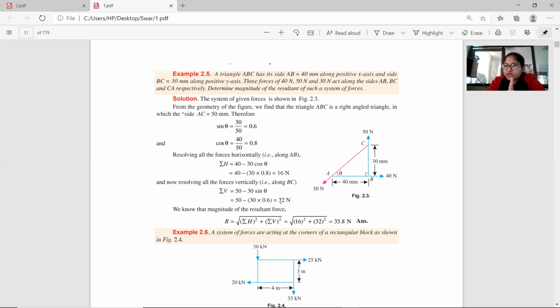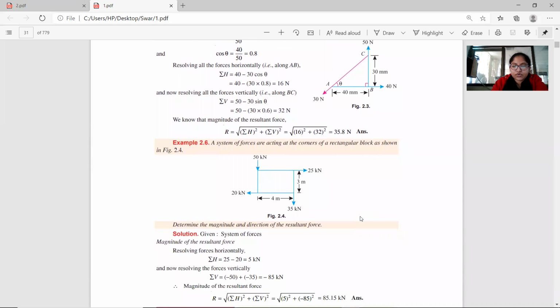Now I have sigma H and sigma V. What is the formula of the magnitude of resultant force? R equals under root of sigma H square plus sigma V square. I have sigma H 16 Newton and sigma V 32 Newton. Then my resultant force will be the under root of 16 square plus 32 square. After solution, my resultant force will be 35.8 Newton. Okay, I hope you understand that.